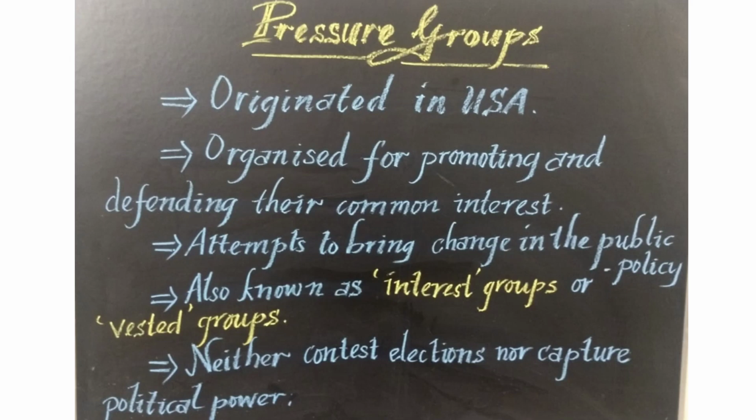So the pressure groups neither contest in election. They are not trying to capture any position in the government elections or capture any political power like that. The main view is to organize for promoting and defending the common interest of the people. What are the other names for the pressure groups? Interest groups or vested groups.